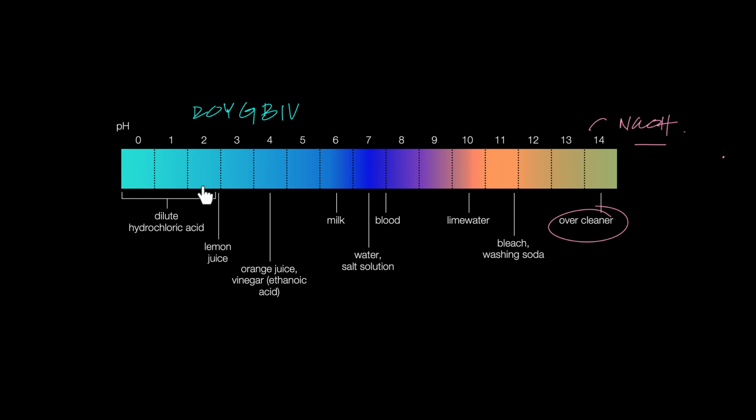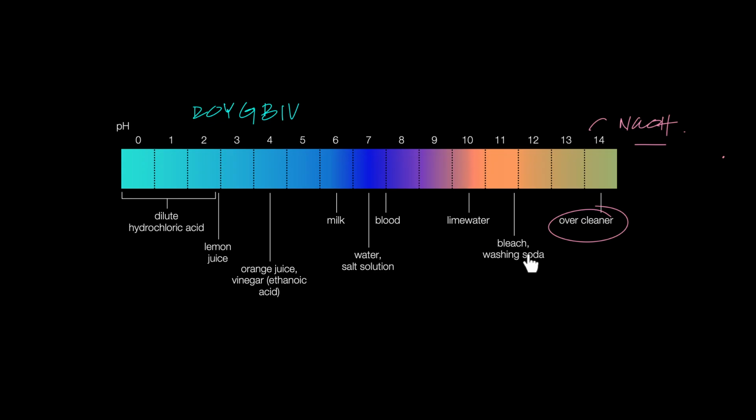This is dilute hydrochloric acid. Lemon juice, a little on the weaker acidic end. Orange juice, vinegar, ethanoic acid. Ethanoic acid is basically vinegar, right? At pH 4. And lime water, that's calcium hydroxide, right? Aqueous calcium hydroxide, that's on the basic end.